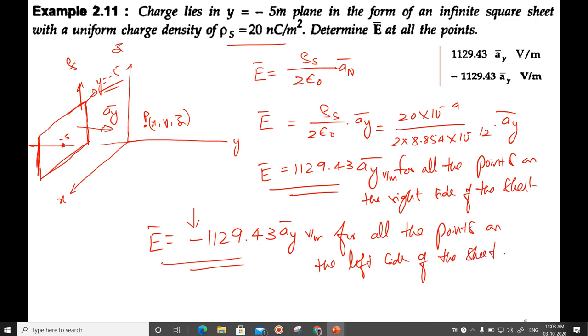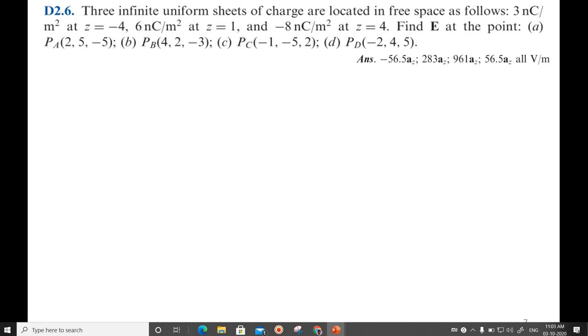I hope you understood this problem, right? Okay. We'll move to the next problem. Three infinite uniform sheets of charge are located in free space as follows: 3 nanocoulomb per meter square at z equal to minus 4, 6 nanocoulomb per meter square at z equal to 1, and minus 8 nanocoulomb per meter square at z equal to 4. Find E at the points. There are 4 points given: part A, part B, part C, part D. Let me solve one by one.